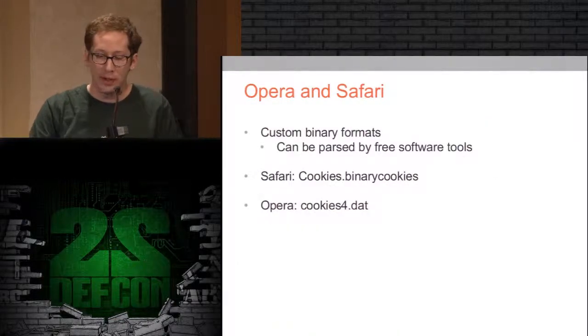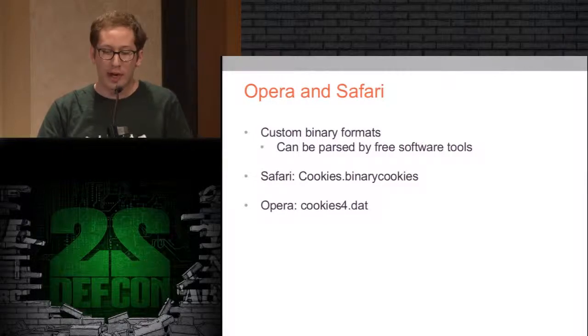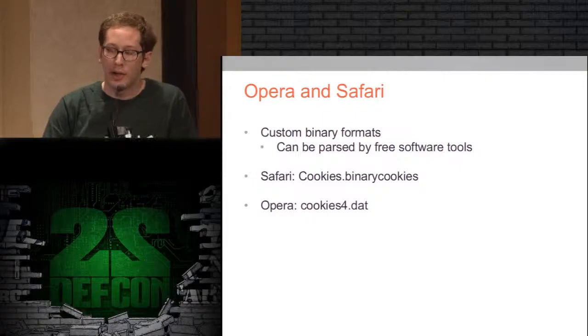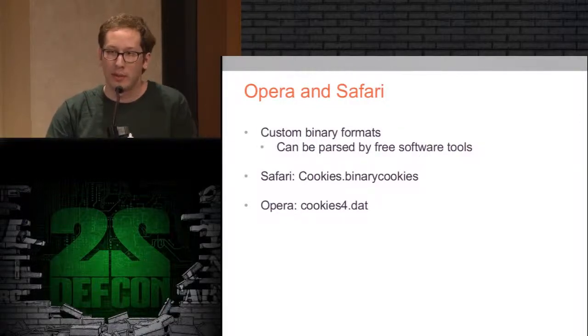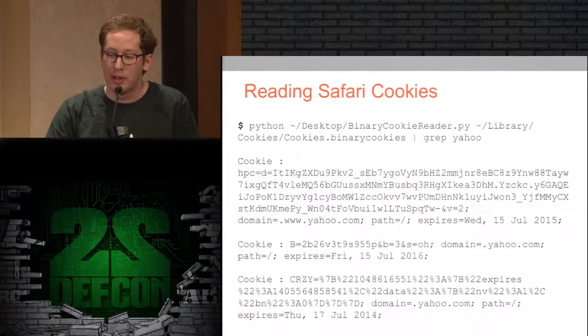Okay, so Opera and Safari use custom binary formats to store their cookies, but there are freely available software tools for parsing them, so it's not hard to read. For Safari, the file is called Cookies.binarycookies, in case you weren't sure there were cookies in there. And for Opera, it's called cookies4.dat. So here's a quick example of these free software tools, which I didn't write, but one was a GitHub gist and one was just a blog post.